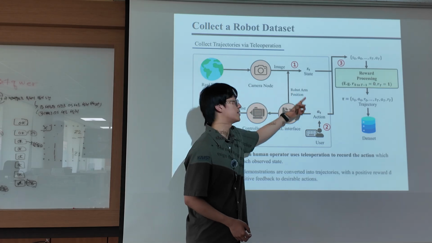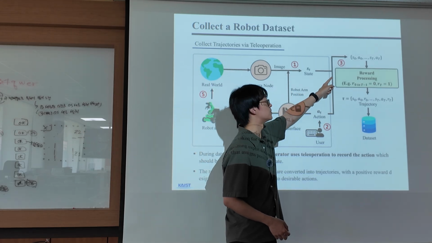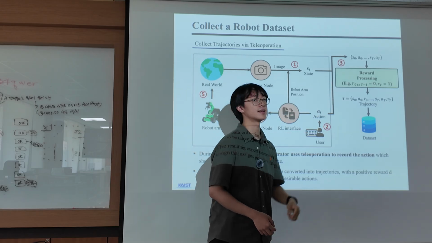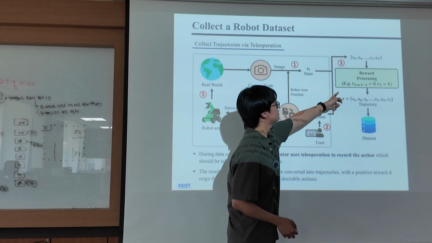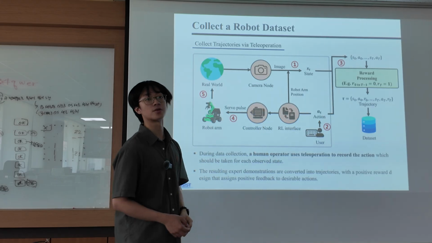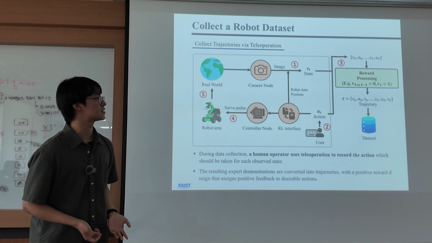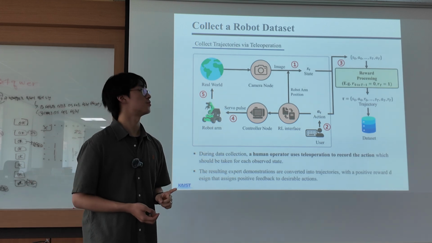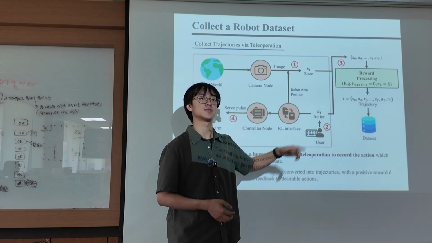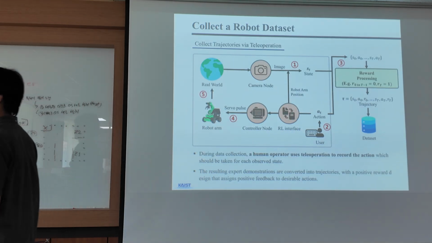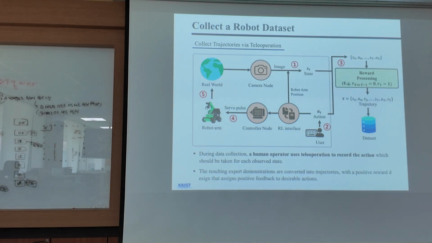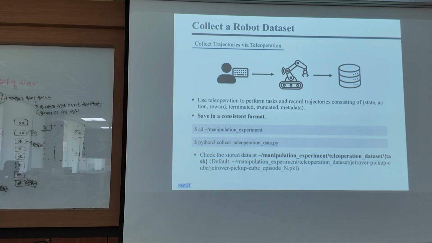When some state and actions are acquired, the data set is processed. To process that data set, we should design some kind of reward, like when it ends successfully it adds 1, or if it does not succeed it gives a -1 scalar or something. During that data collection, a human operator should use teleoperation to record the action. The teleoperation program is already implemented in Google Drive, so you may read the code and use it.